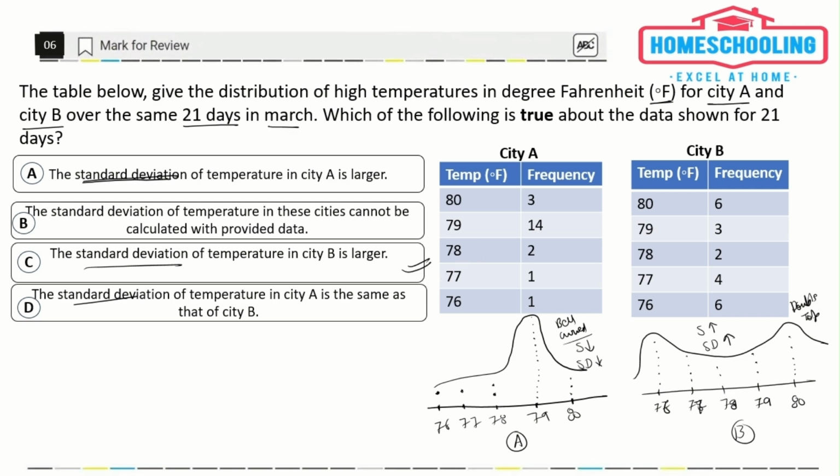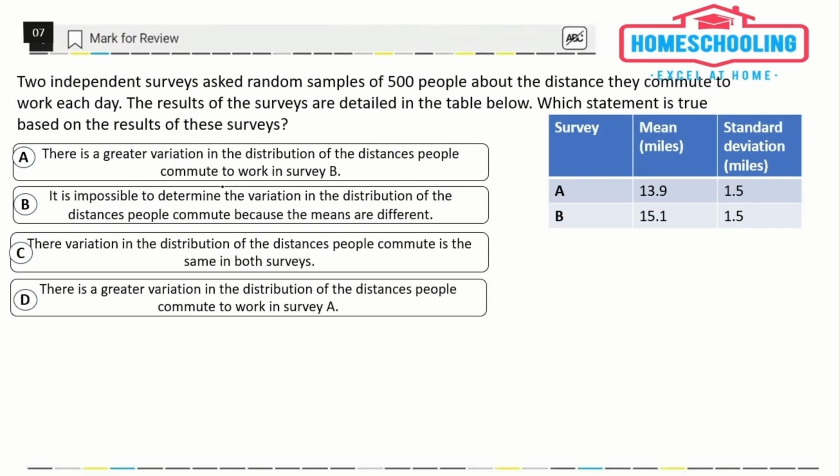Now let's move on to question number 7. Question number 7 says that two independent surveys asked a random sample of 500 people about the distance they commute to work each day. The results of the surveys are detailed in the table below. Which statement is true? So we have to find which of the following statements is true. Let's go through the options.